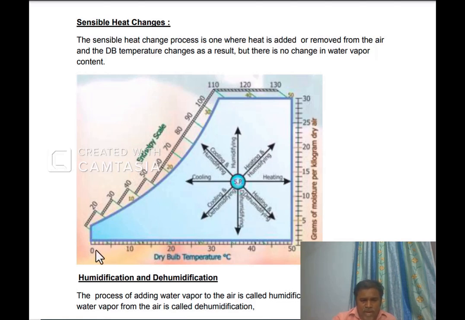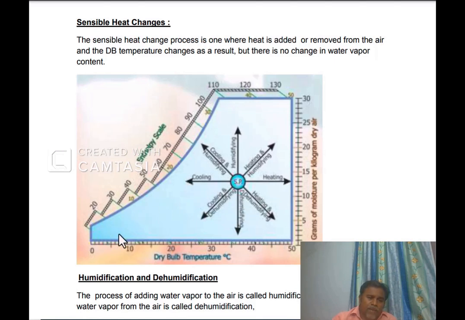So, as I already explained, 0, 10, 20, 30, 40. If you are going in this direction, the temperature is going to increase. If you are going in this direction, the temperature is getting decreased. So let me show you this direction. I want to reduce the temperature, so I am going in this direction. This is cooling. Another one, I want to do dehumidification.